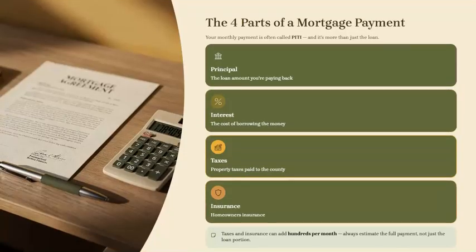Now, here's 4 parts of a mortgage payment. Your monthly payment is often called PITI, and it's more than just a loan. First, there's principal. This is the loan amount you're going to pay back. And then there's the interest rate. This is the cost of borrowing the money. And then there's taxes, property taxes paid to the county. And then there's homeowners insurance. Taxes and insurance can add up to hundreds of dollars per month. So always estimate the full payment, not just the loan portion.